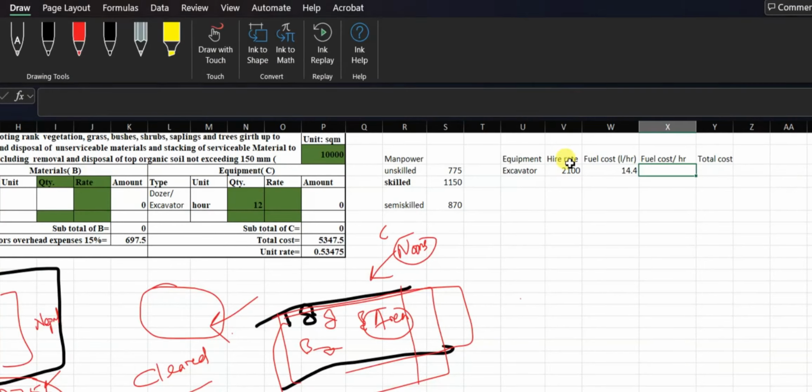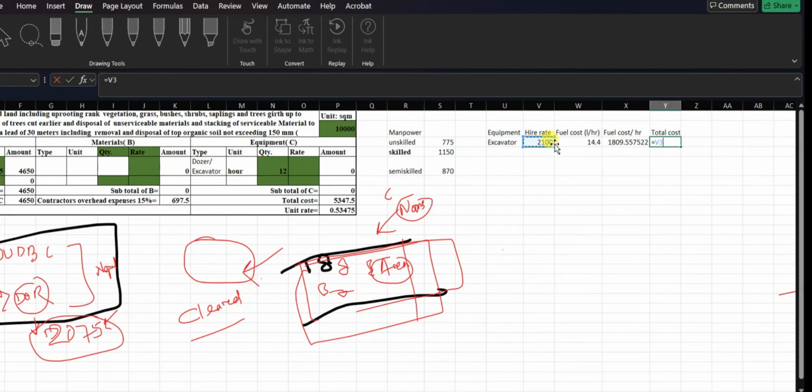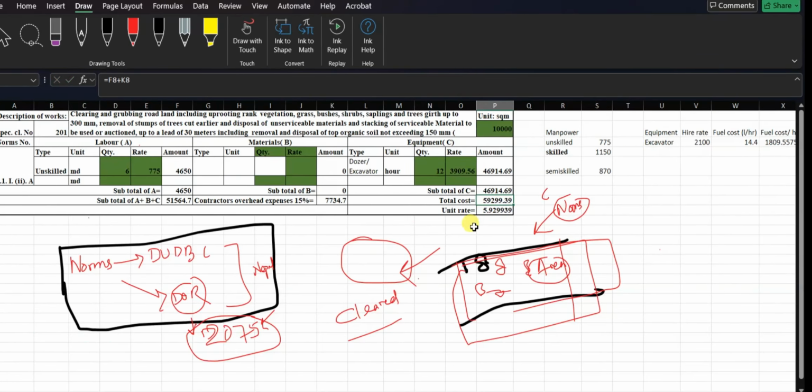So what we're going to write here is the fuel cost per hour, this into 142, which is the constant amount, right? And we need to divide these things by the VAT of 13%, right? So this is the cost. The total cost is this one plus this one. So this is the total cost over here. The unit rate will be the total cost divided by the total square meter of work. So this is the total cost, this is the total square meter. So 5.92 in this case is the per square meter unit rate of the site clearance.